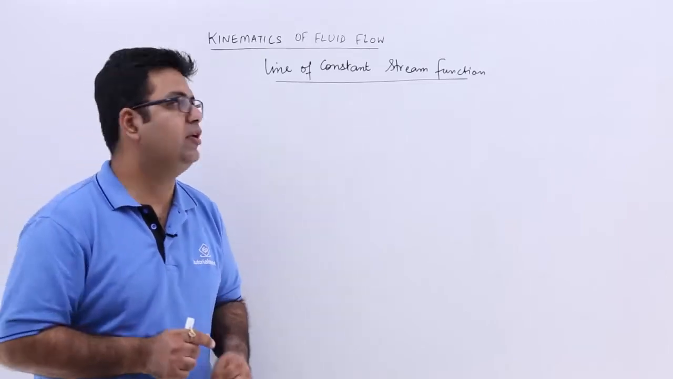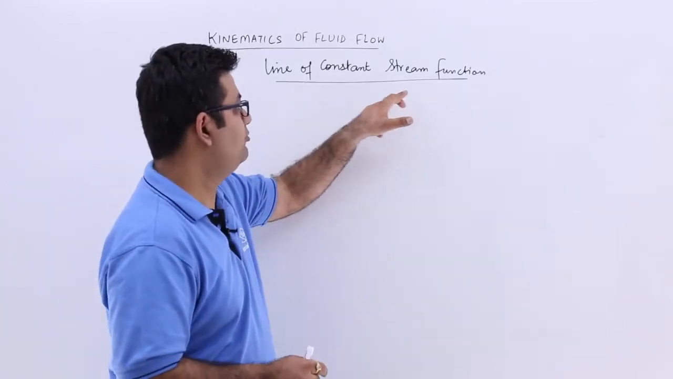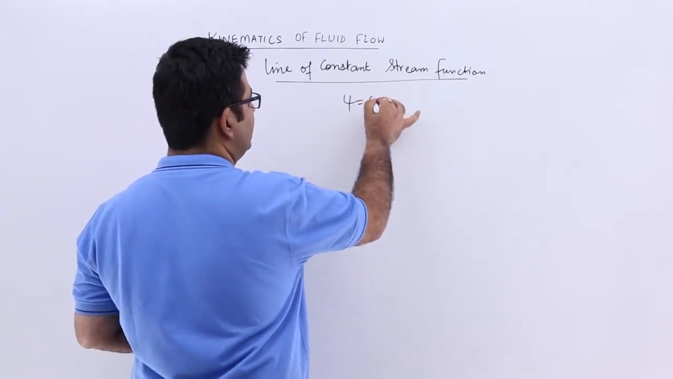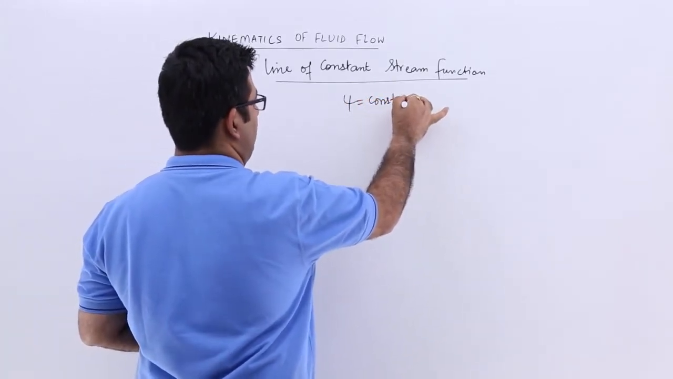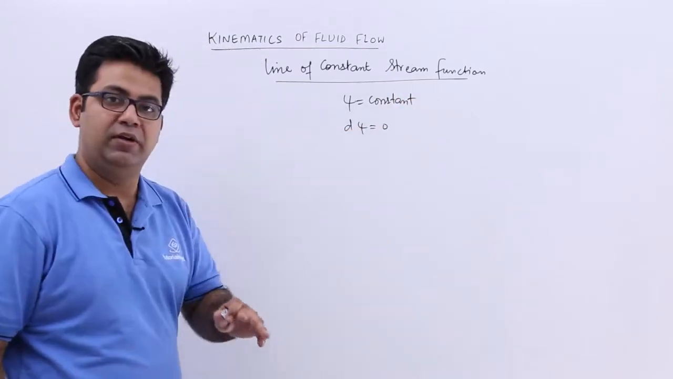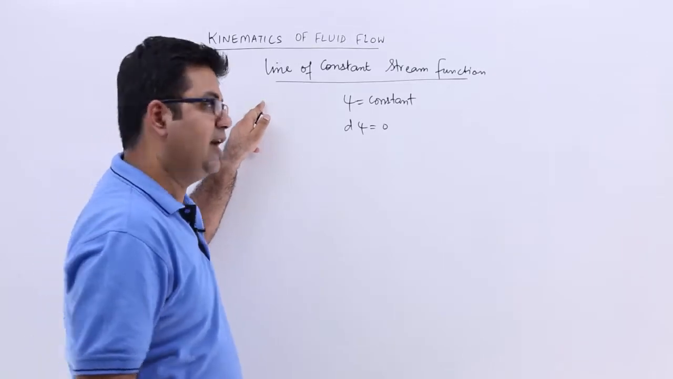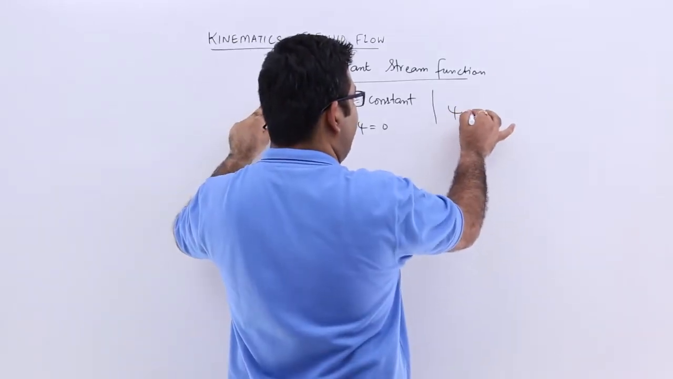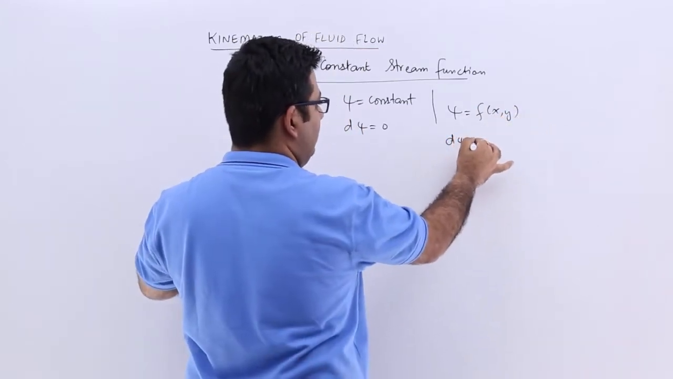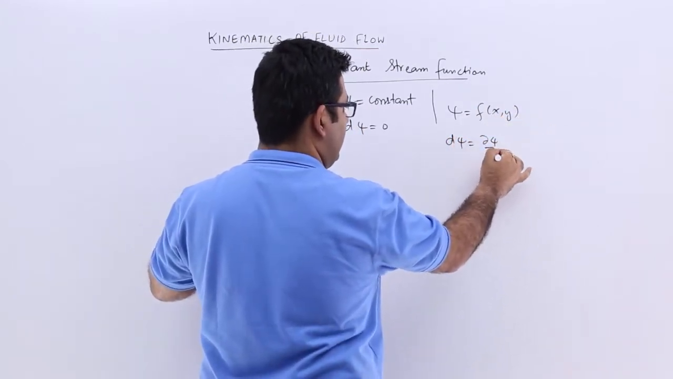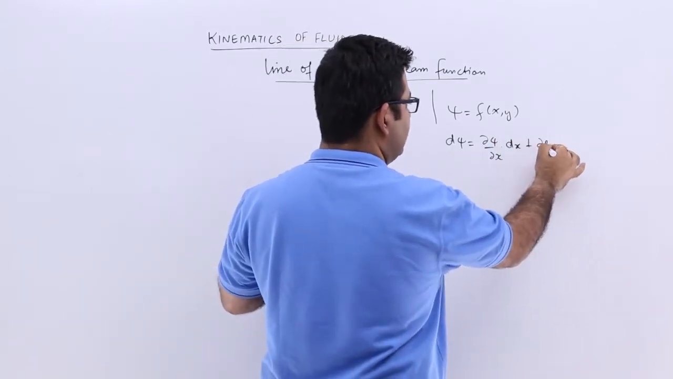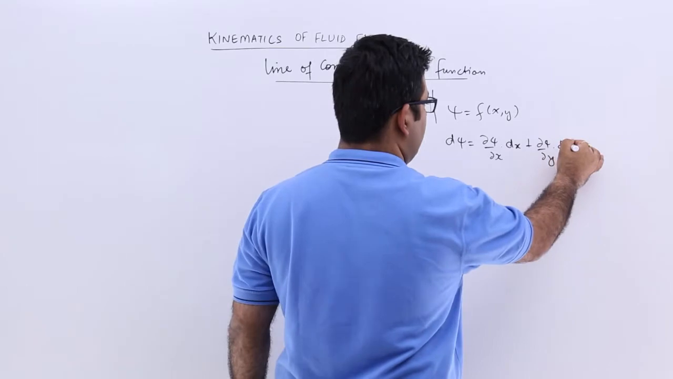Now let us talk about the line of constant stream function, that is a line along which the stream function is a constant value. Okay, this means that d psi would be 0. Now as you did in the equipotential line, in this you will have psi which is a function of x and y. So we will differentiate it, you will get curly psi upon curly x into dx plus curly psi upon curly y into dy.